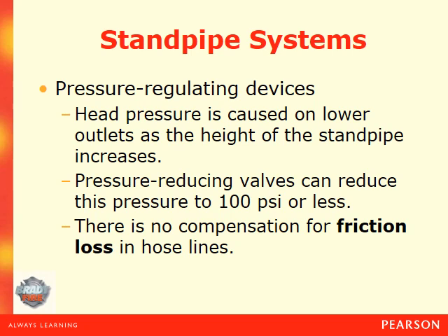So let's look at some pressure regulating devices. Head pressure is caused on the lower outlets at the height that the standpipe increases. Pressure reducing valves can reduce the pressure to 100 psi or less. There is no compensation for friction loss in the hose line.